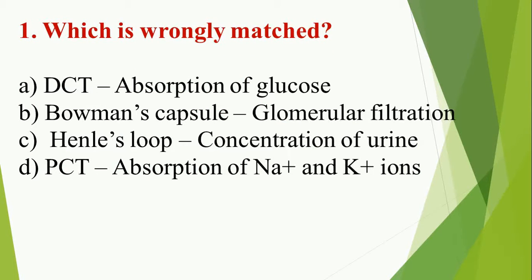Question number 1. Which is wrongly matched? A. DCT, absorption of glucose. B. Bowman's capsule, glomerular filtration. C. Henle's loop, concentration of urine. D. PCT, absorption of sodium and potassium. So when you see the statement A, we know that absorption of glucose takes place in PCT and not DCT. So the wrong option match is option A.